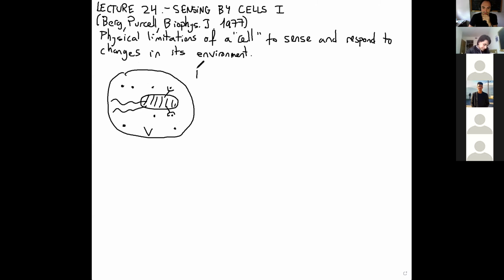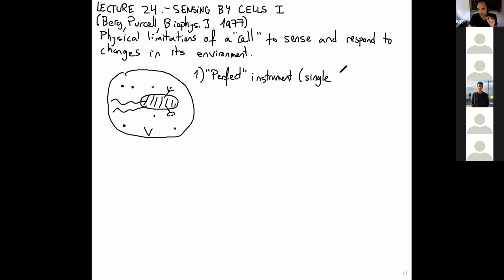The first one is very simple. It is called the perfect instrument in this paper. Perfect instrument that makes a single count of how many molecules are in its environment. Okay, it makes a single count. So it's like you have a camera and you make a photograph, and in this photograph you can count all the molecules that appear at a given time in this photograph.